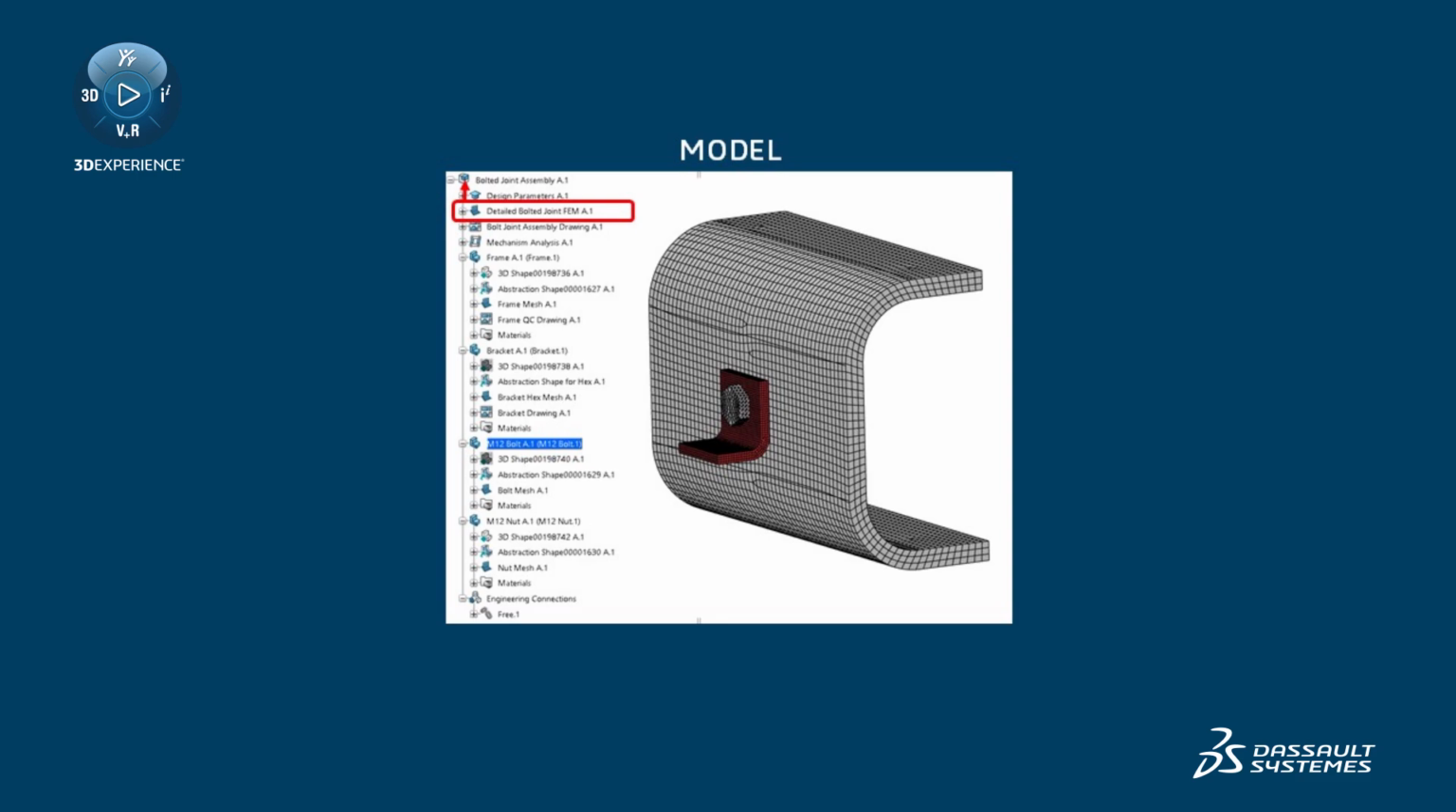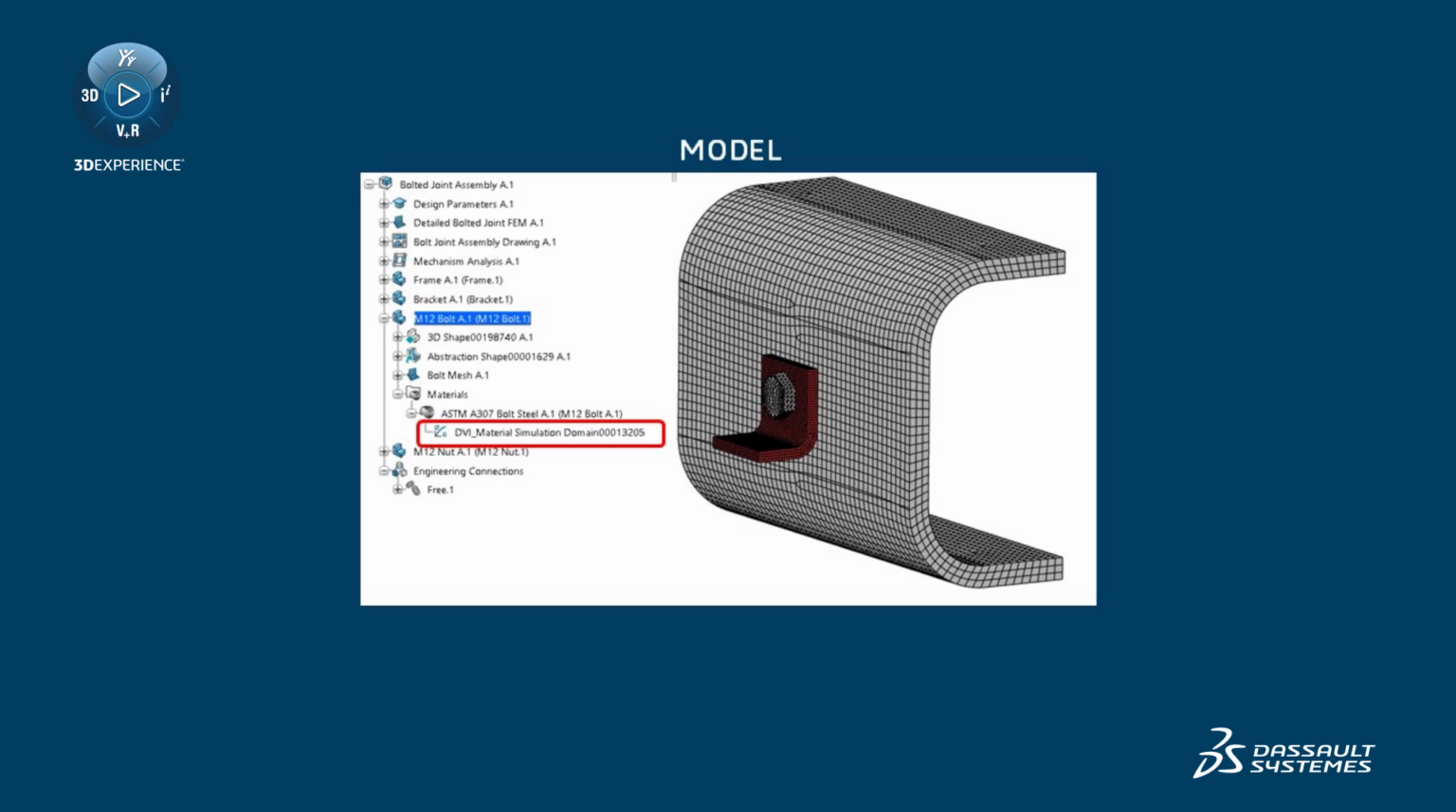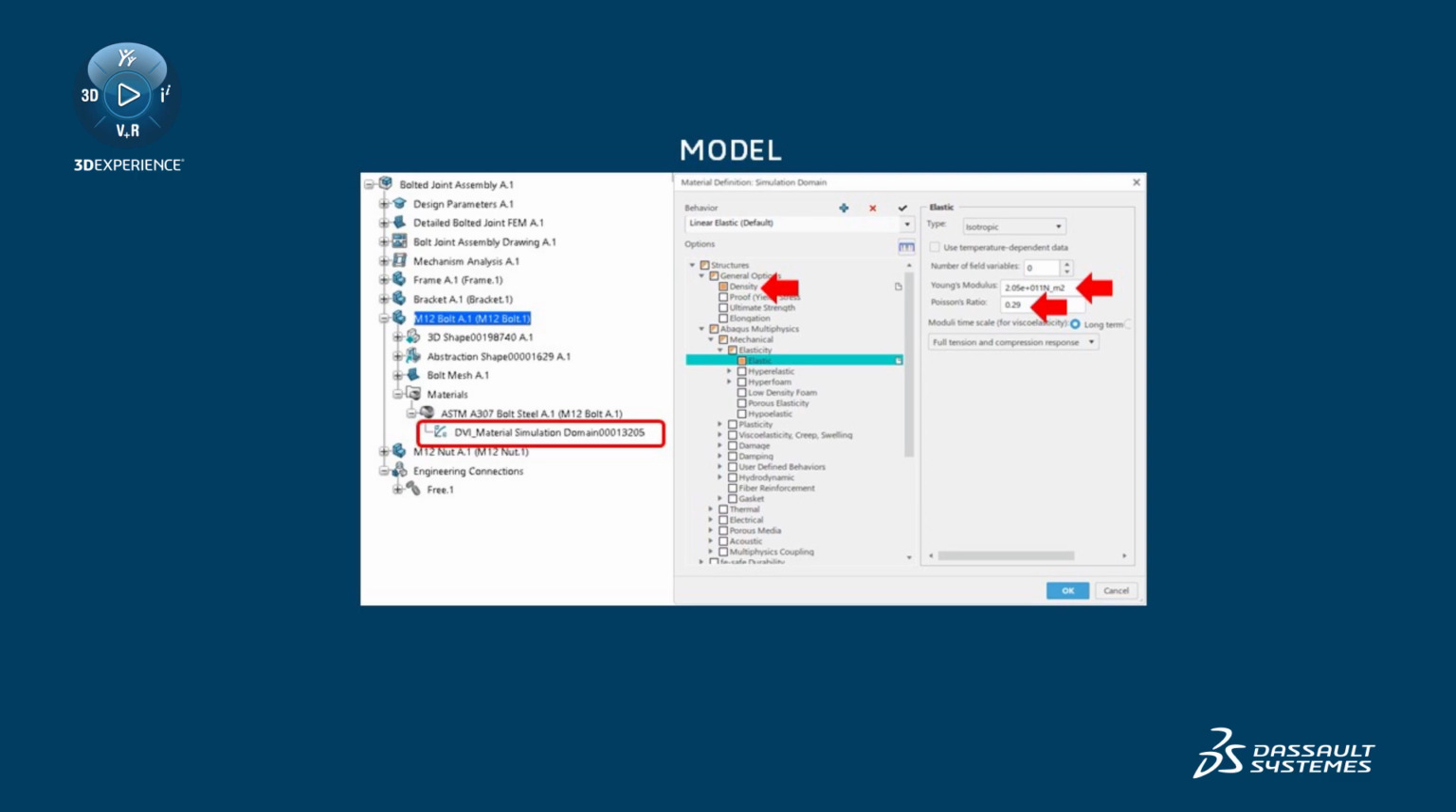Let's examine the bolt 3D part in more detail to understand the key things required for performing a simulation. If you recall, we recommend assigning the material to each 3D part. For performing physics simulations, we also need to ensure that the material definition includes a simulation domain that specifies the relevant properties. For the material assigned to the bolt, we have specified the density, elastic modulus, and Poisson's ratio.